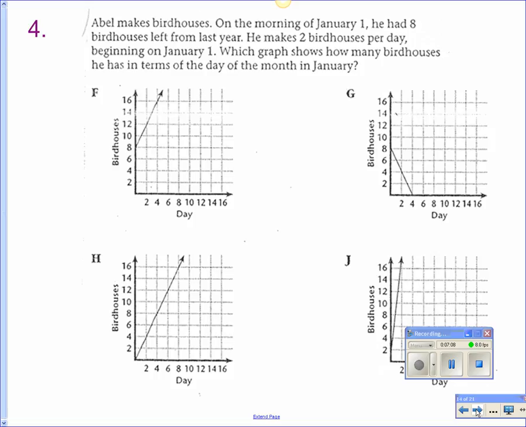Okay, turn your page. Sorry. Turn your page. Yeah, but it's not in order, Dylan.